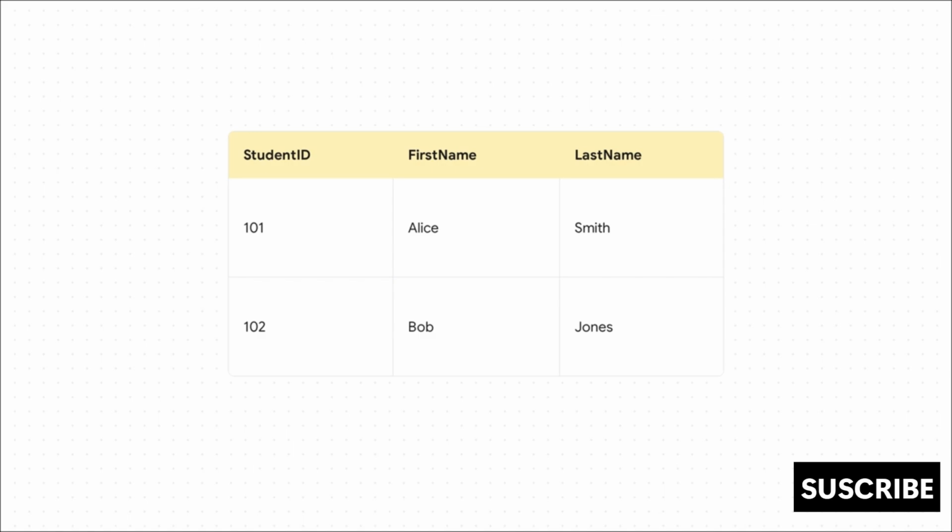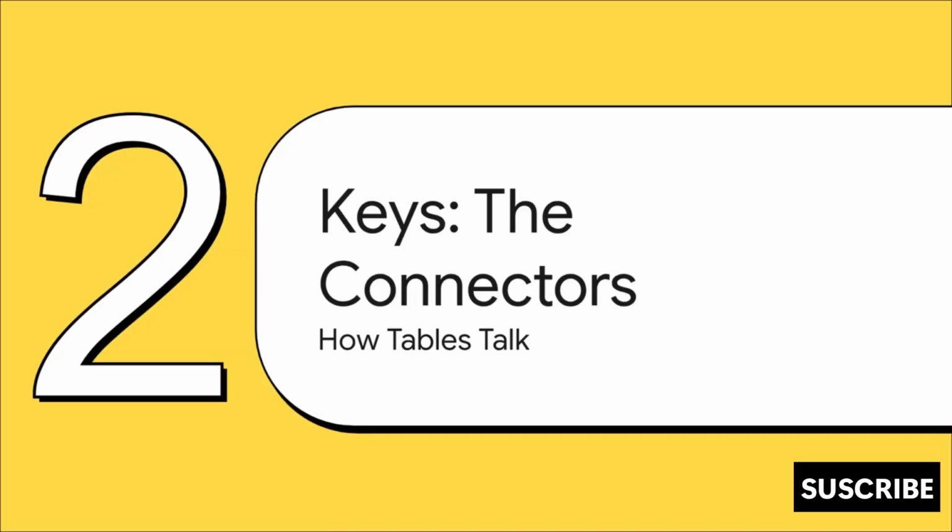Okay, so what does that actually look like in the real world? Let's take a look. Here's a super simple students table. See, each row is a unique person. There's Alice, then there's Bob. The columns tell us what we need to know. Simple, clean, organized, no chaos here. All right, so having one table is great and all, but you know, the real magic, the real power happens when you start connecting them.